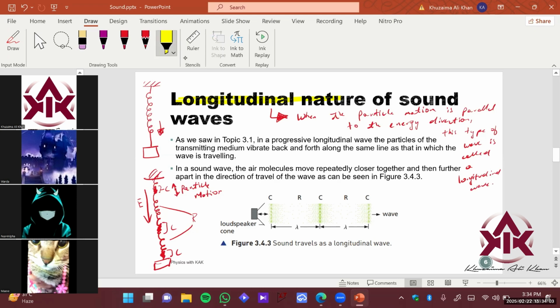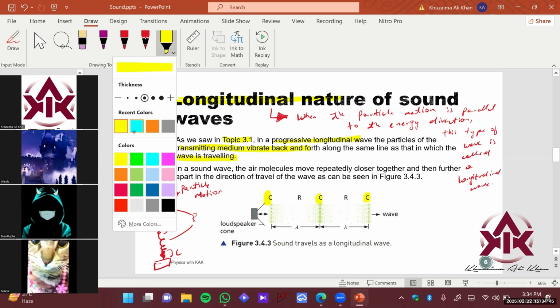It's just a summary of what we have done in the last classes. In the last chapter, we learned that a progressive longitudinal wave is a wave in which the particles of the transmitting medium vibrate back and forth. You can see that they're vibrating back and forth here. The energy flow of the wave is also in the same direction, so the directions are parallel to each other, and this type of wave is called a longitudinal wave. In a sound wave the particles always travel through a set of compressions and rarefactions. We have learned this in the last classes.